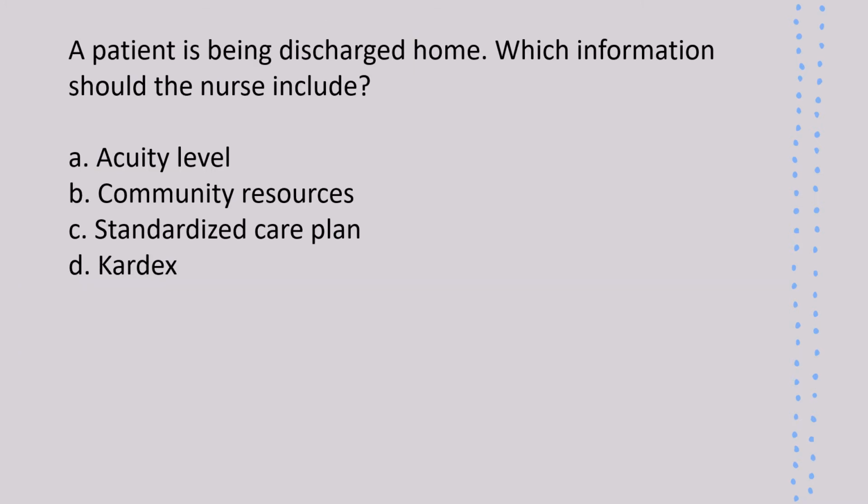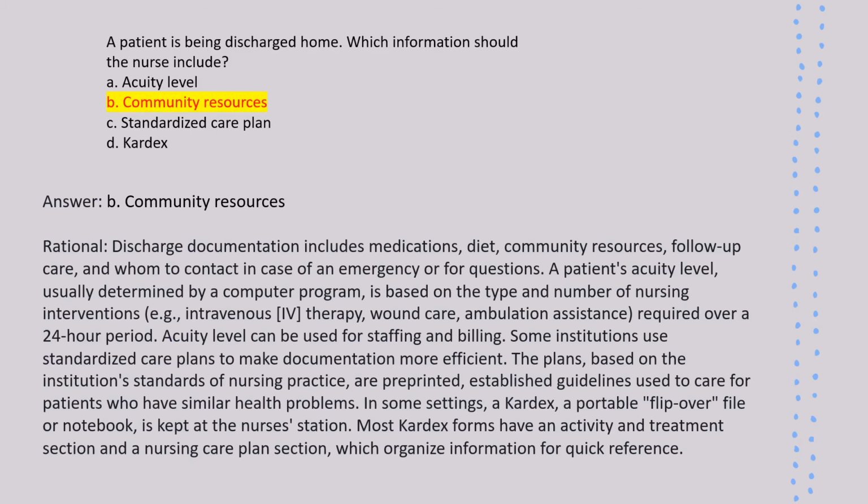A patient is being discharged home. Which information should the nurse include? A. Acuity level. B. Community resources. C. Standardized care plan. D. Cardex. Answer: B. Community resources. Rationale: Discharge documentation includes medications, diet, community resources, follow-up care, and whom to contact in case of an emergency or for questions.